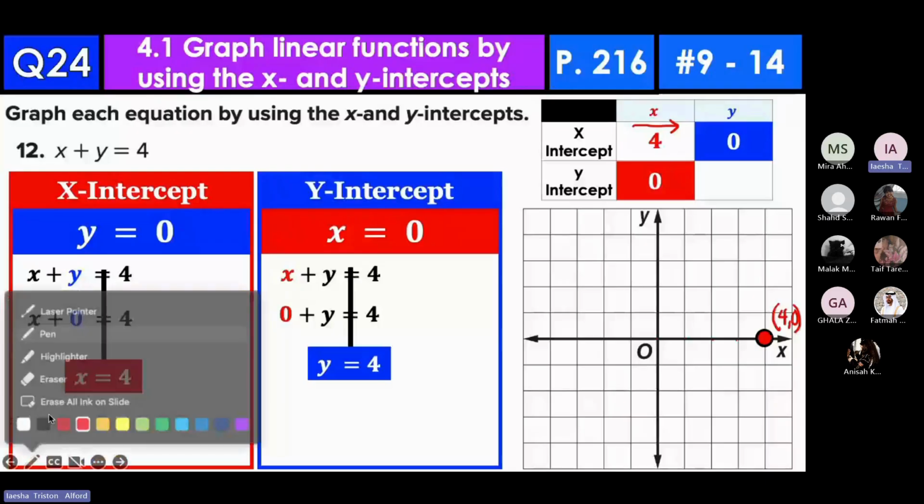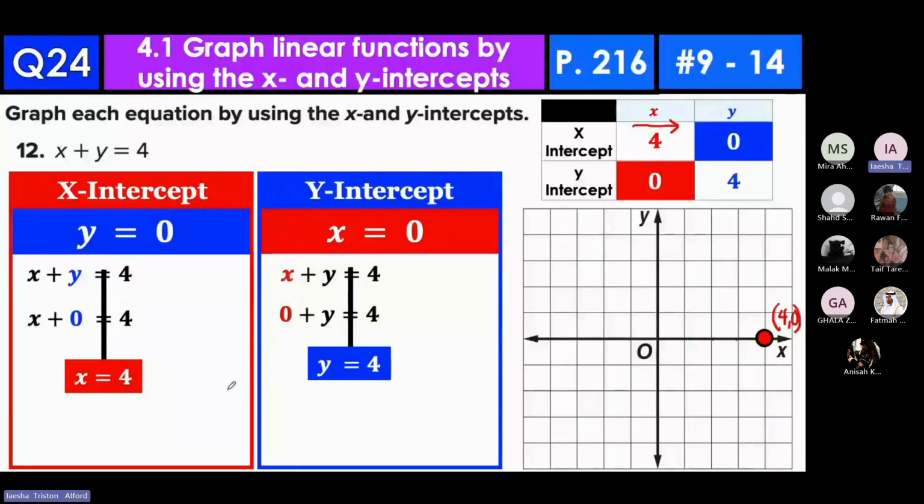For the y-intercept, also positive 4. You're going to go up to get to the y. So from 0, 1, 2, 3, 4. Put the point. Make sure you label it. Draw the line. Everybody's okay? Yes.